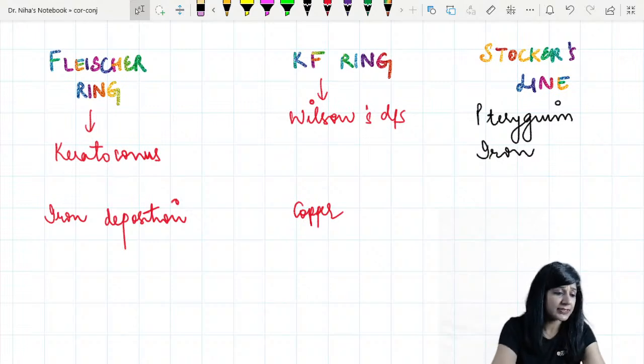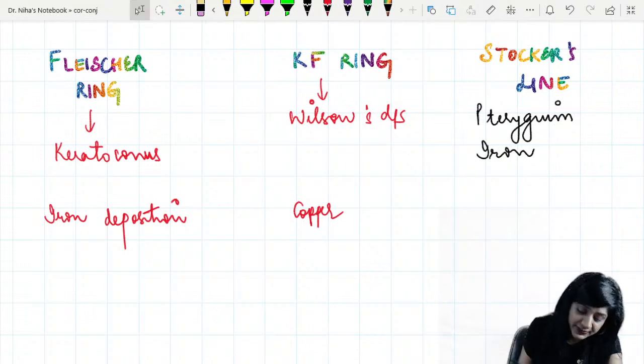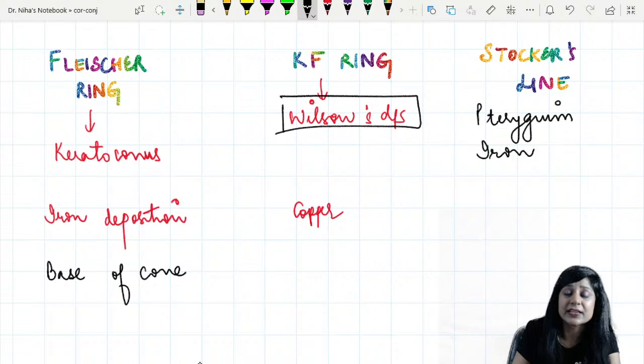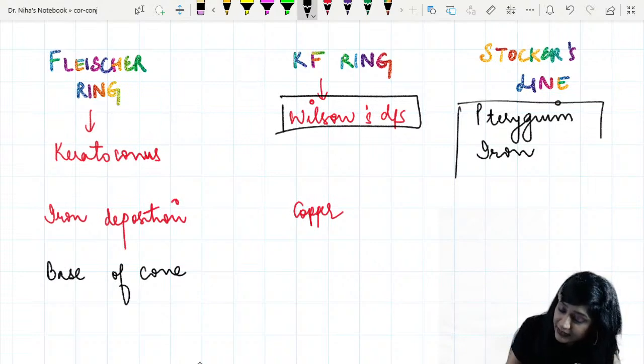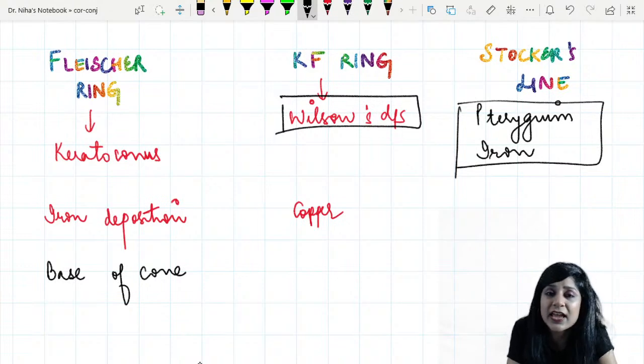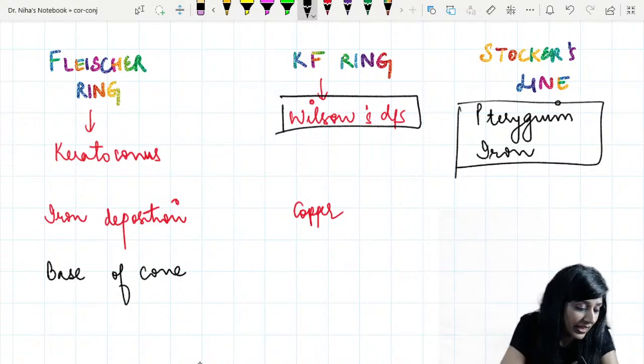Copper deposition is there in the KF ring. Iron deposition at the base of the cone we have. At the base of the cone, KF ring is due to the copper deposition found in Wilson's disease, while Stocker's line is near the apex of the advancing head of the pterygium. That is again the iron deposition.